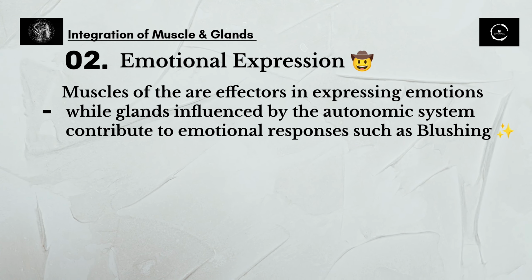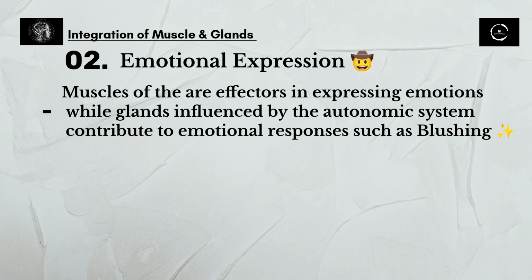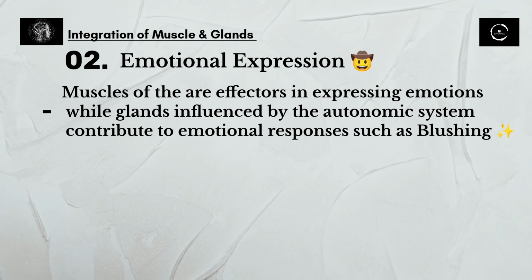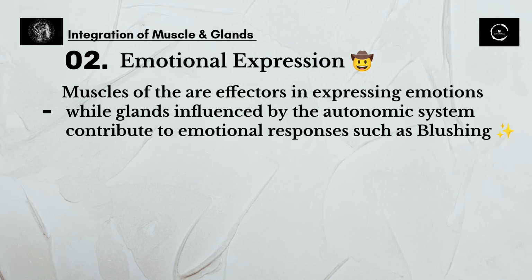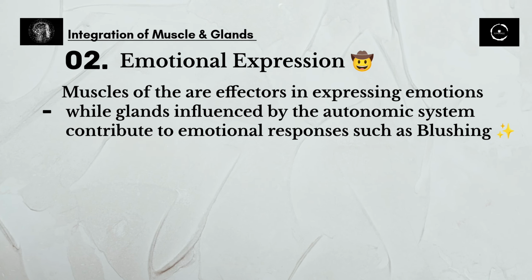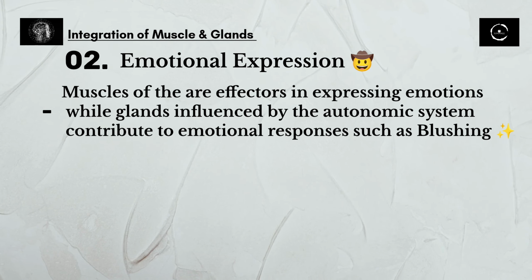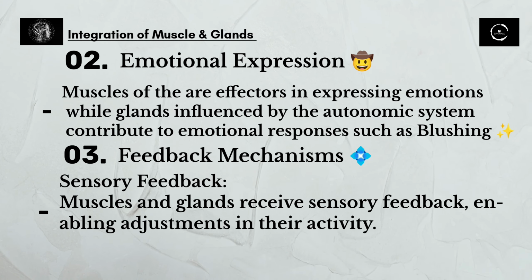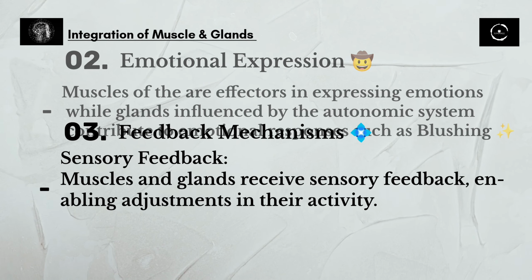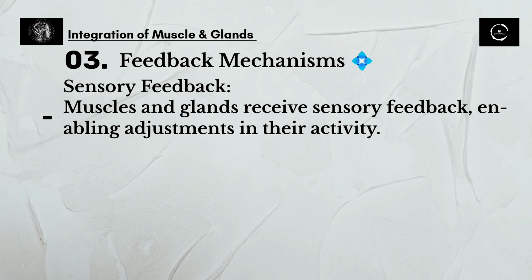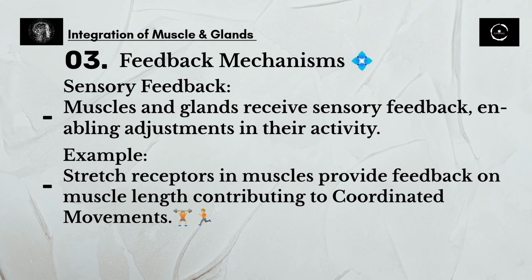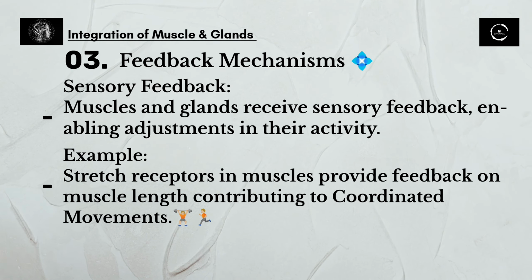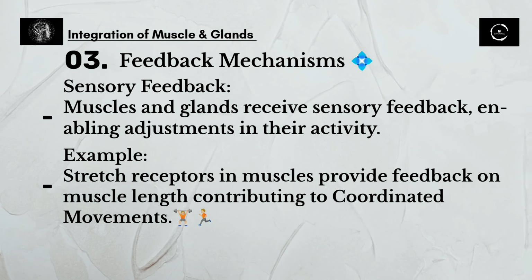Muscles of the face are effectors in expressing emotions, while glands, influenced by the autonomic system, contribute to emotional responses such as blushing. Number 3, feedback mechanisms. Sensory feedback. Muscles and glands receive sensory feedback, enabling adjustments in their activity. For example, stretch receptors in muscles provide feedback on muscle length, contributing to coordinated movements.